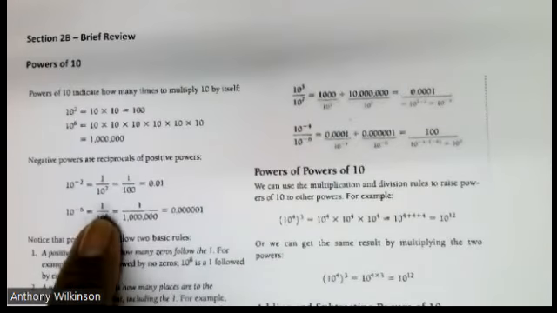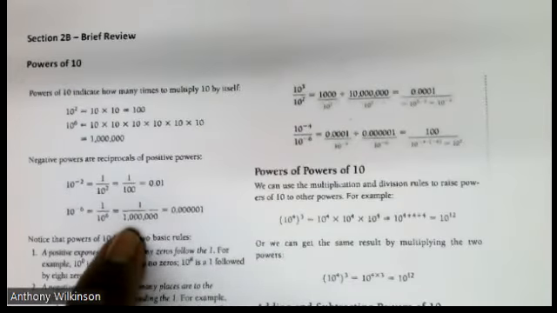Also, 10 to the negative 6 can be written like this, 1 over 10 to the 6. 10 to the 6 can be expanded as 1 million, so you've got 1 over 1 million, and as a decimal it will be 0.000001.